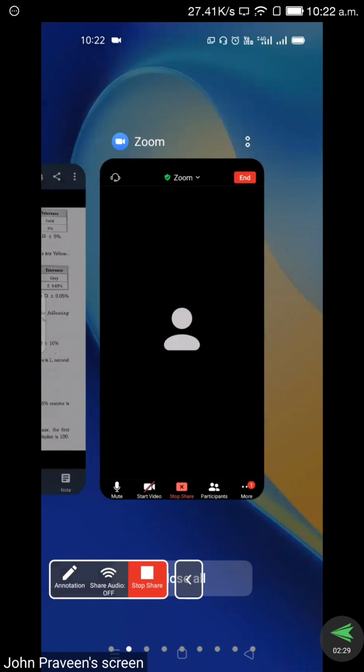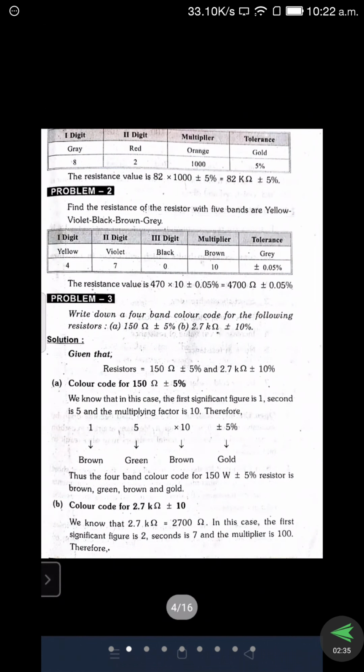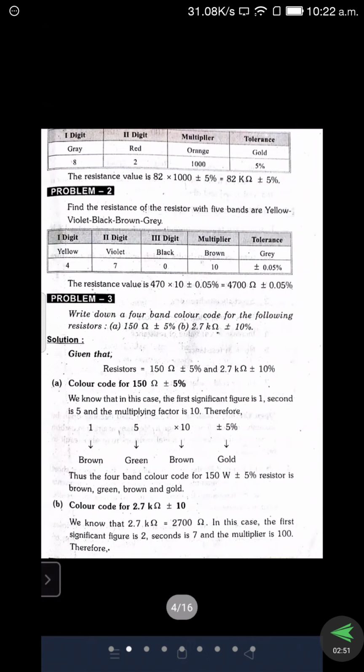Right. So 150 ohms. If you separate the zero digit, that gives 10 as the multiplier, and 15 as the first and second digits, as we usually write. We already know from the tabular column that 10 is for the brown color. So the multiplier is the brown color. So instead of 10 we can write brown.